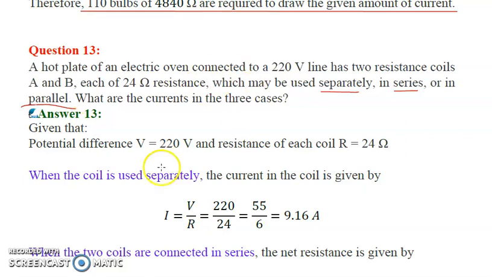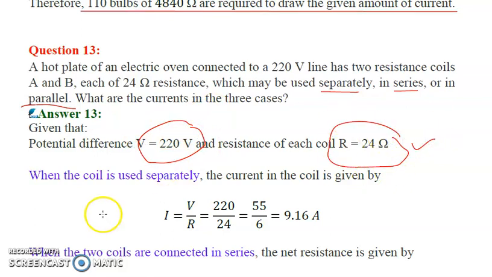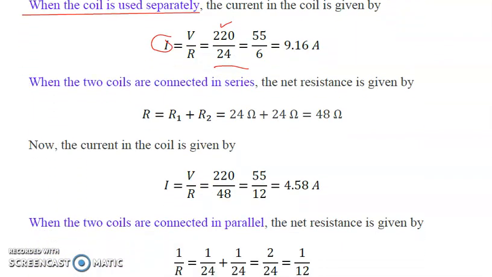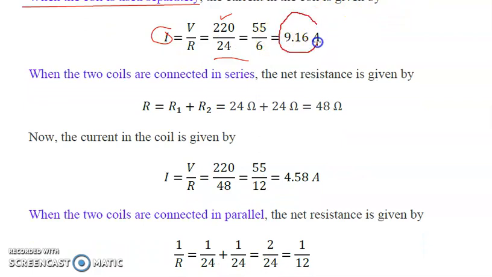In the first case, potential difference is 220 volt and resistance of each coil is 24 ohm. When the coil is to be used separately, which means a single coil has to be taken. So this is the separate part. I would be V by R. V is 220 and resistance is 24 ohm. So the amount of current that will be flowing through the circuit is 9.16 ampere. Means itna current हमारा circuit में आएगा when we will use these coils separately.